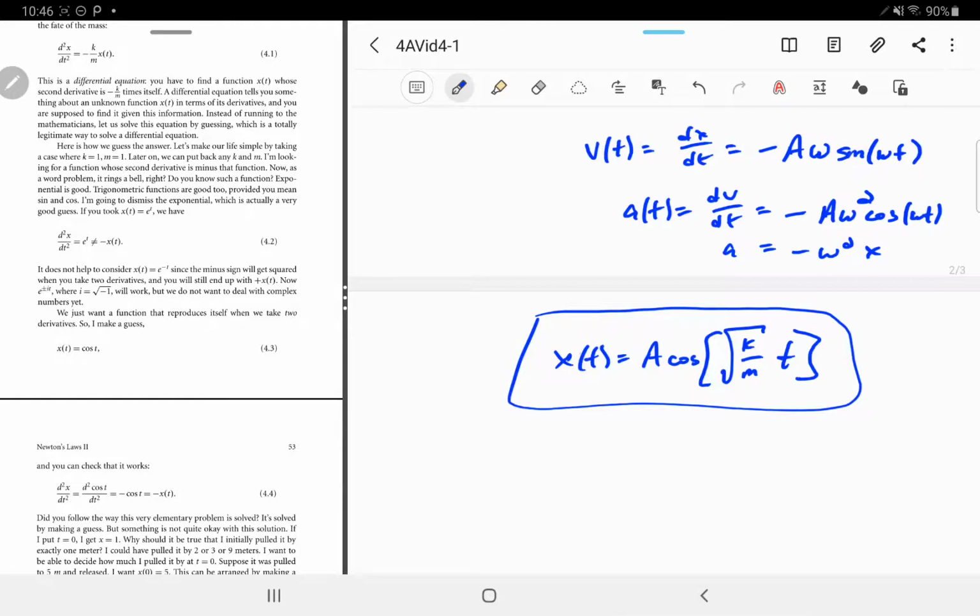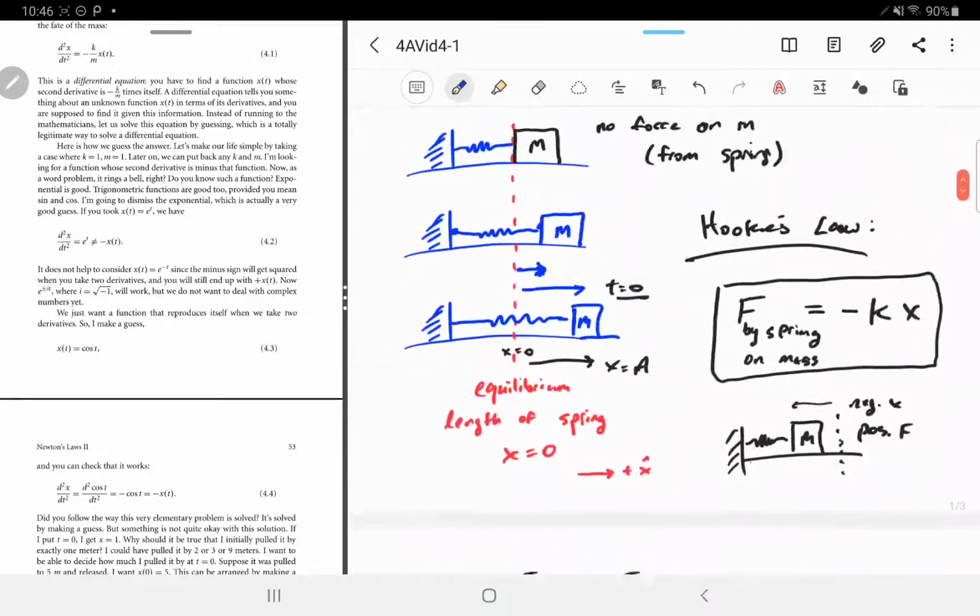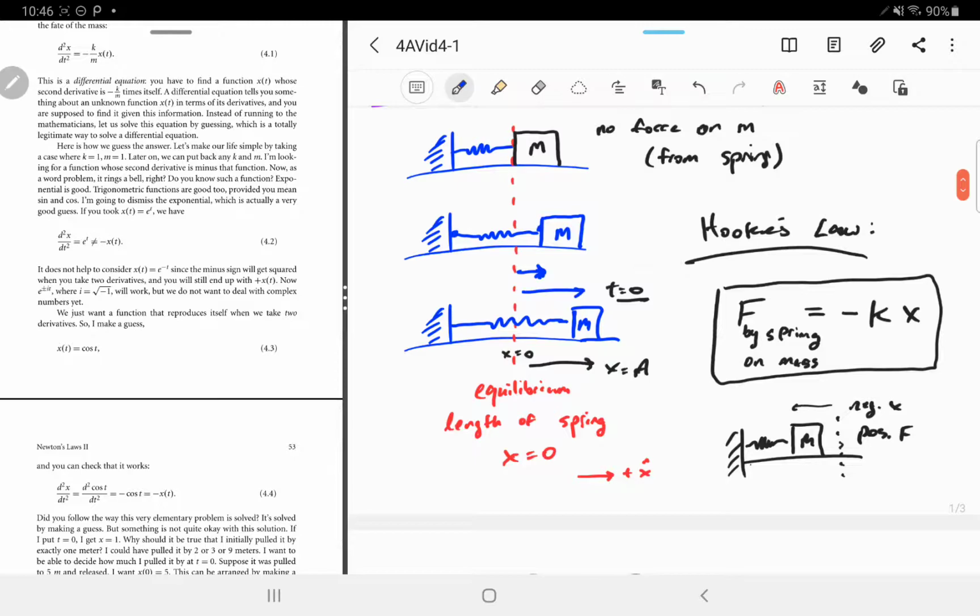So what this equation is saying is that this mass is going to oscillate back and forth, just like a cosine function oscillates back and forth. This is describing the x position of the mass as a function of time. You start out at a, you go through the equilibrium position, then you go to minus a, and then 0, and then a, 0, minus a. So this mass is bouncing back and forth between its two extremes.